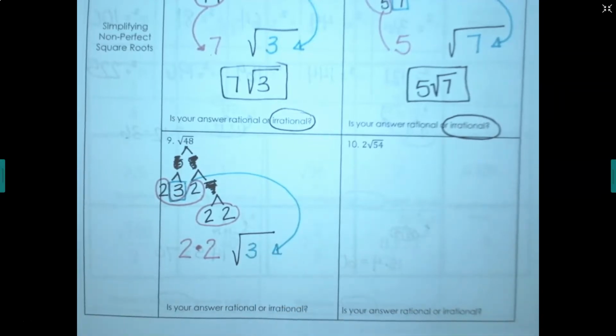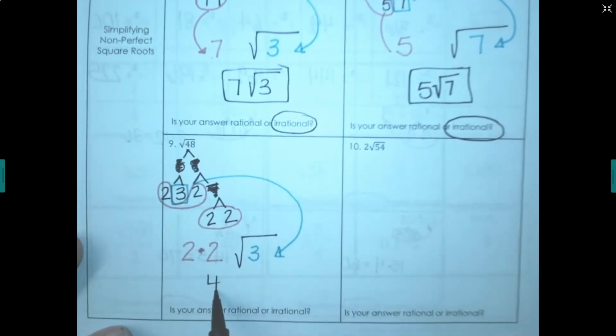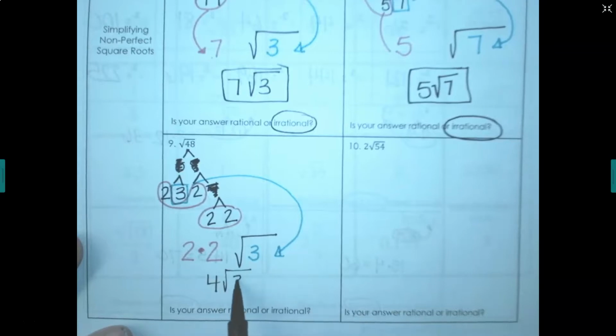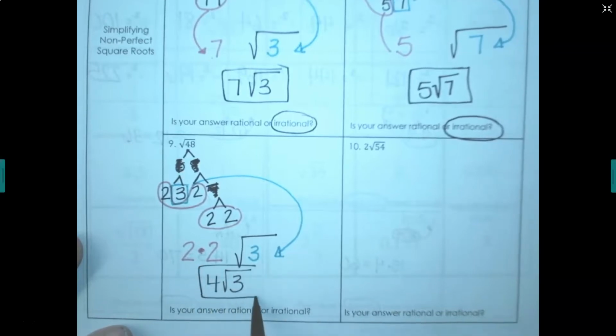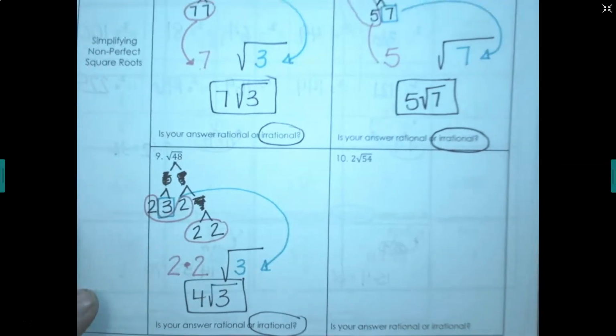So my final answer for the square root of 48 will be 2 times 2, which is 4, and then I have the square root of 3. That's a rational number times an irrational number, which is going to give me an irrational number. All right, one last one and let's see what happens.